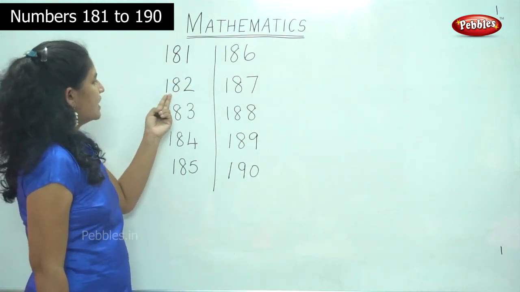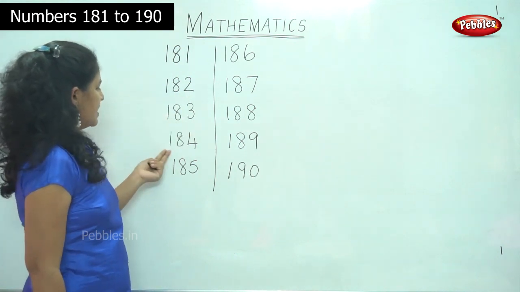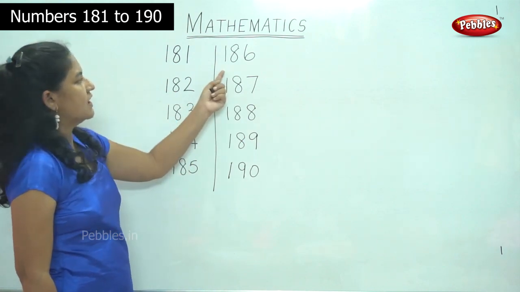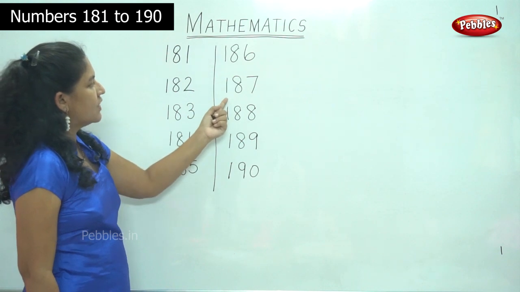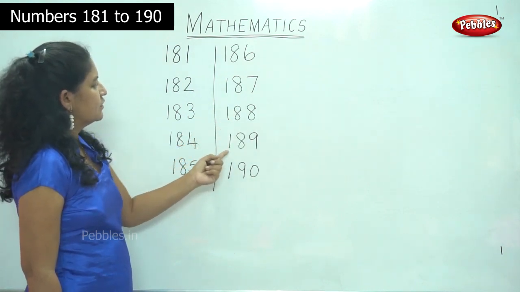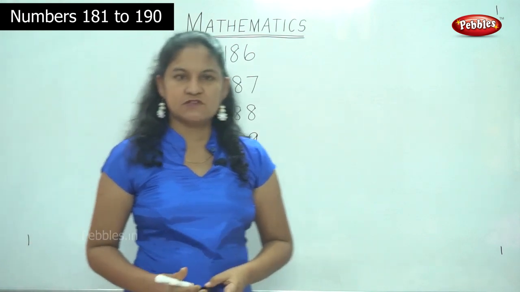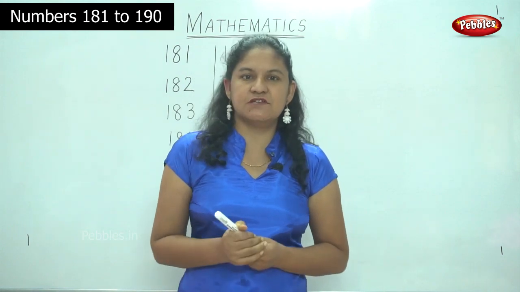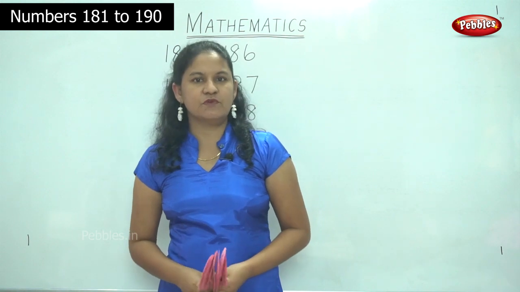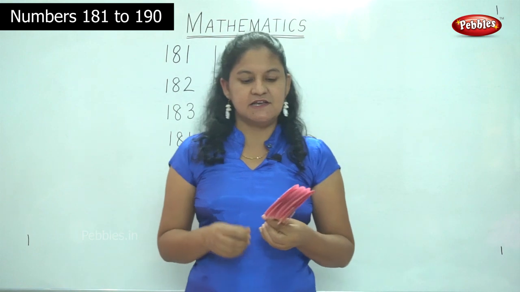181, 182, 183, 184, 185, 186, 187, 188, 189, 190. So now we have seen how to write the numbers 181 to 190. Next, we will be moving on to identification of the numbers using these placards.